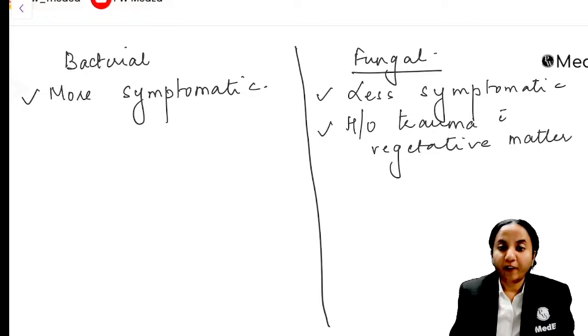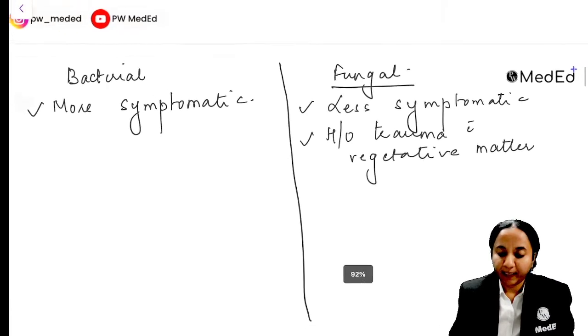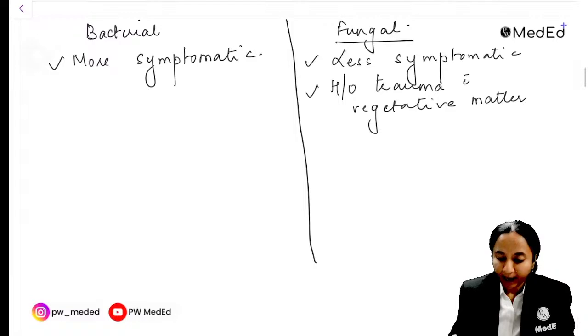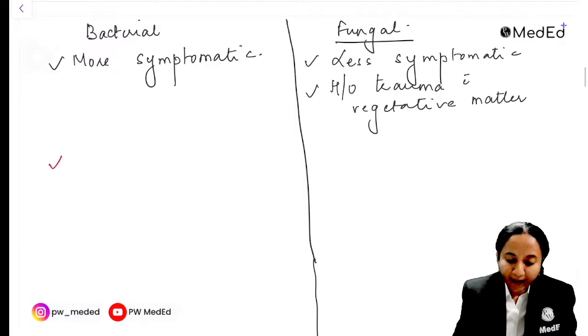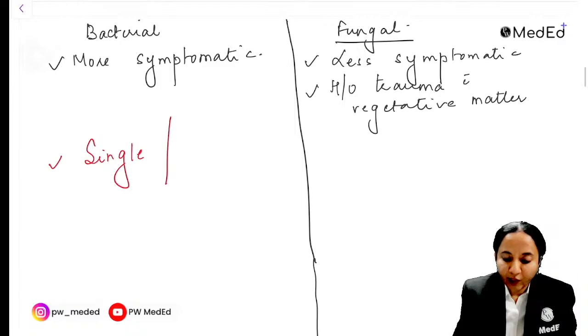Okay, so this is what we have to remember in the history. The bacterial ulcer tends to be more symptomatic. Fungal is usually less symptomatic, but there is a history of trauma with vegetative matter. Second, a bacterial ulcer is usually single and the margins are well defined. So, a single ulcer with well defined margins.